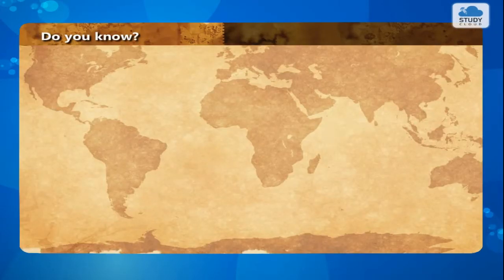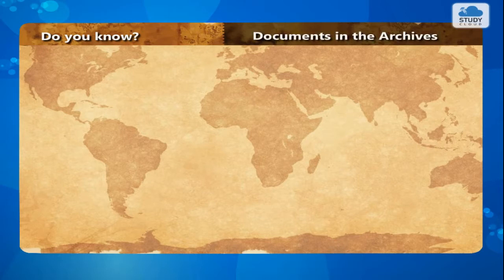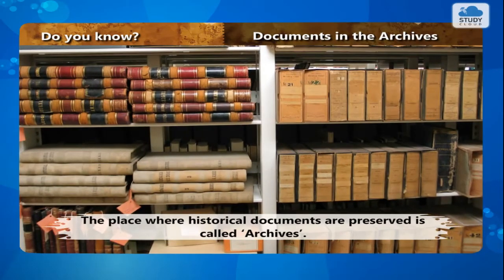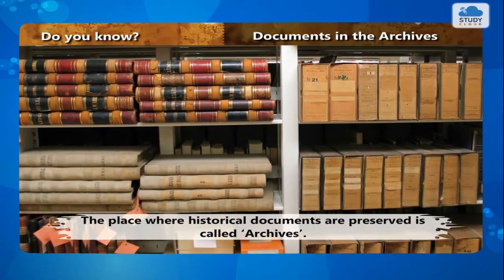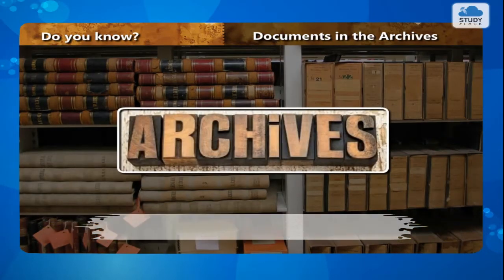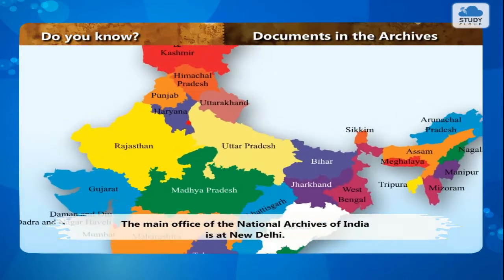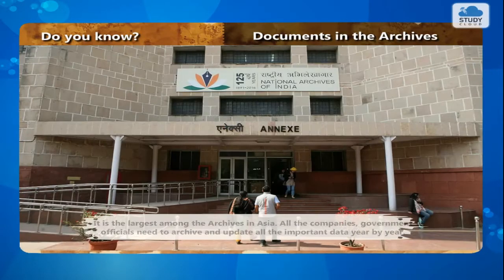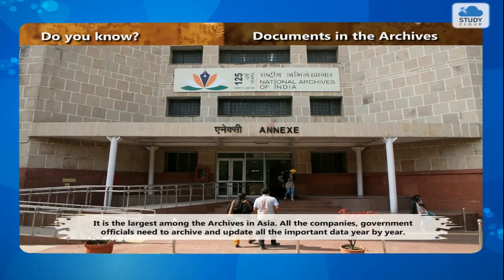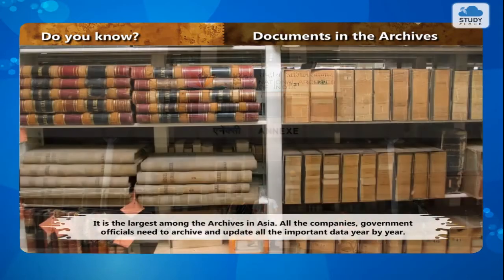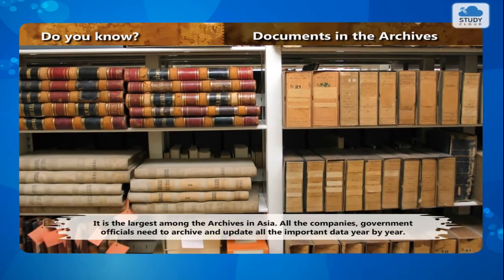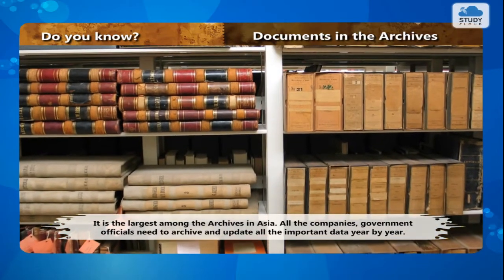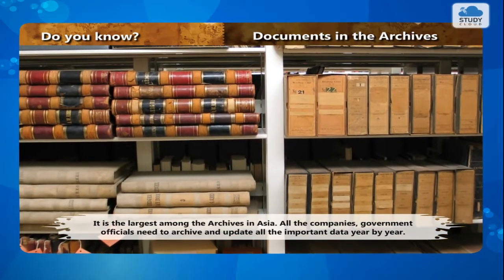Do you know? Documents in the archives. The place where historical documents are preserved is called archives. The main office of the National Archives of India is at New Delhi. It is the largest among the archives in Asia. All the companies, government officials need to archive and update all the important data year by year.